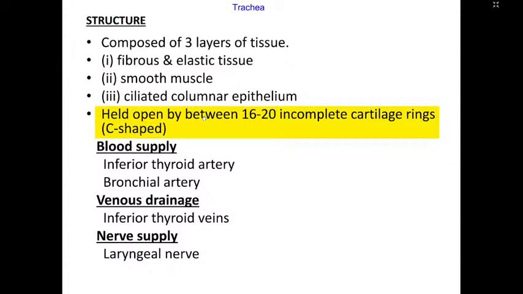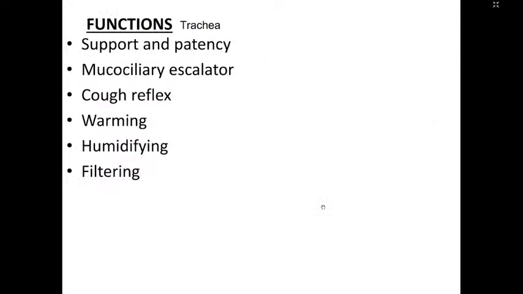The cartilages, I told you, are C-shaped, around 16 to 20 incomplete cartilaginous rings. The blood supply is via the inferior thyroid artery and the bronchial artery. The venous drainage is through inferior thyroid veins. Nerve supply is through the laryngeal nerve. So this was about the trachea. Functions are more or less the same: support and patency, the mucociliary escalator, cough reflex, warming, humidification, filtering.